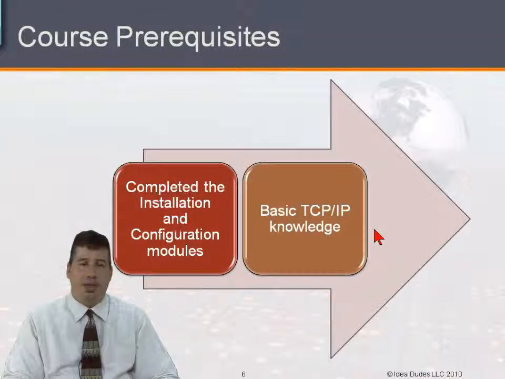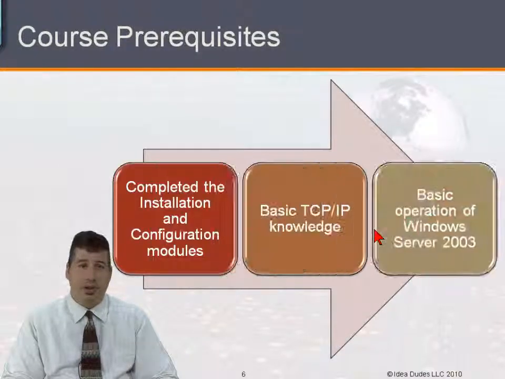Basic TCP/IP knowledge, because this whole course is going to be based on learning about how we can configure TCP/IP in IP version 4 and IP version 6. Also, we're going to be looking at how we can work with automatically giving out IP addresses, and also resolving those different names out there, like a host name or a NetBIOS name, and basic operations of Windows Server 2003.